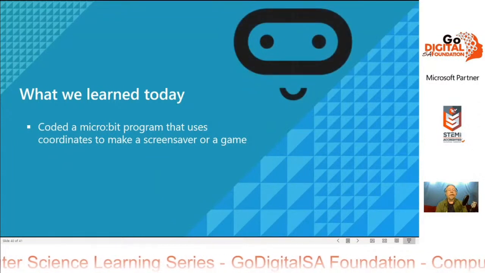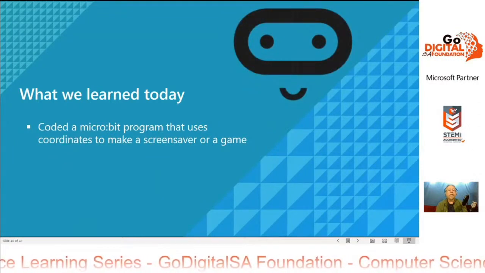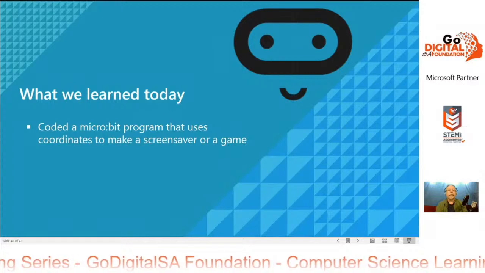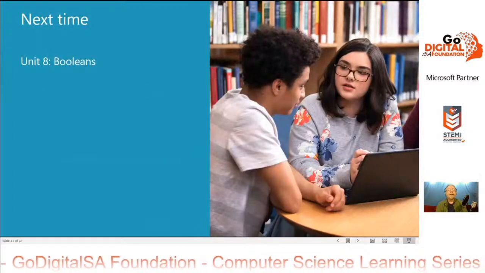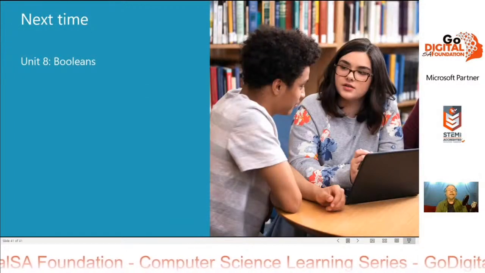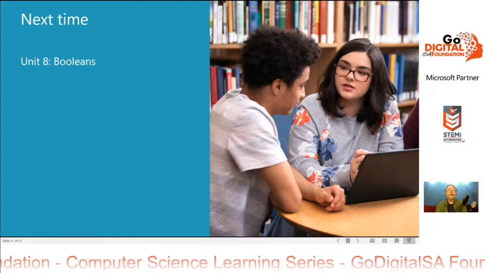Okay, so what we learned today, we coded a microbit program that uses coordinates to make a screensaver or a game. Okay, so the next unit, unit 8, we'll be looking at Booleans.